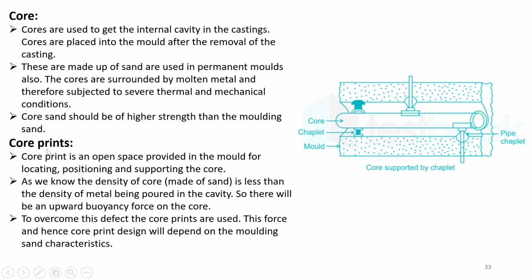So next you have core prints. A core print is an open space provided in the mold for locating, positioning and supporting the core. As we know, the density of a core made of sand is less than the density of the metal being poured in the cavity, so there will be an upward force on the core, and to overcome this, the core prints are used. This force, and hence the core print design, will depend on the molding and characteristics.